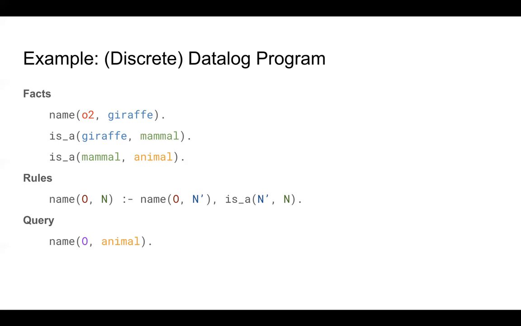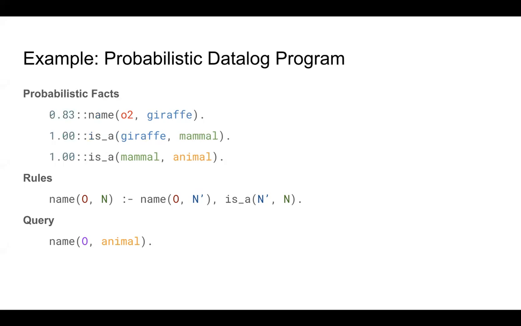Okay. And then here we'll have an output query. In this case, I want to know what all objects, let's say in my scene graph, denoted by, again, the quantified variable capital O, have the name animal. Now, in a probabilistic Datalog program, we have probabilities attached to the input facts. These would, for example, come from a vision neural network, which would say, for example, that object O2 is named a giraffe with a certain probability, 0.83.